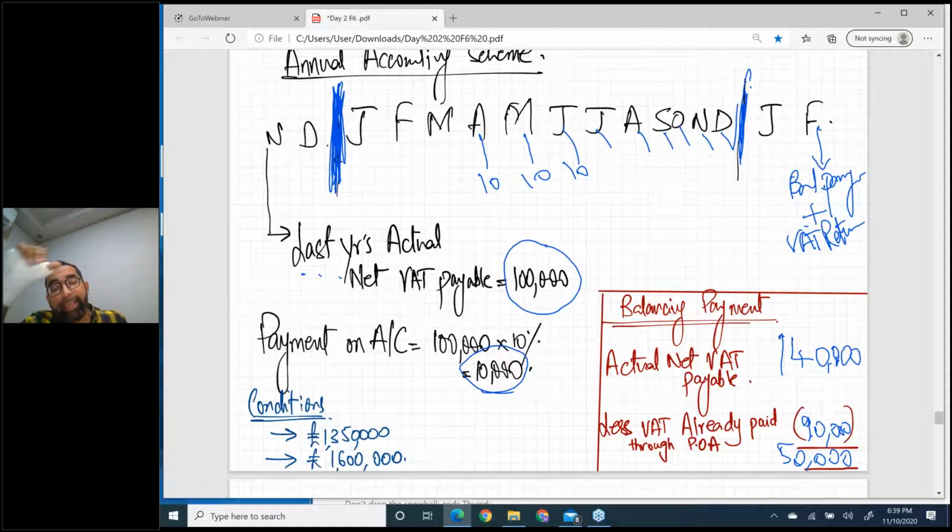And how is POA calculated? Using the last year's actual net VAT payable.